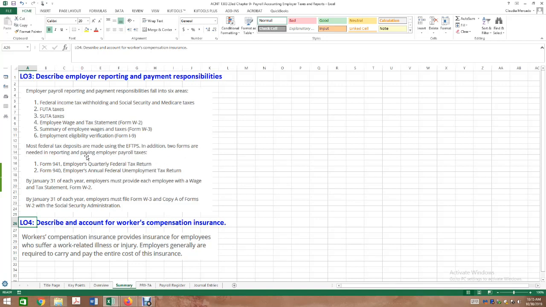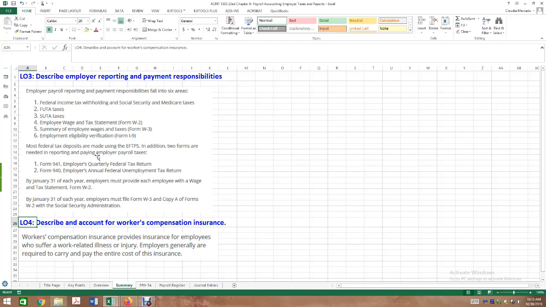Okay? So most federal tax deposits are made using the electronic funds transfer program. Okay? So what this is, we've gone away from mailing checks. Now everything is paid electronically. So we go into a system, and then we log in. We create an account, and then we make our tax deposits through that system electronically.